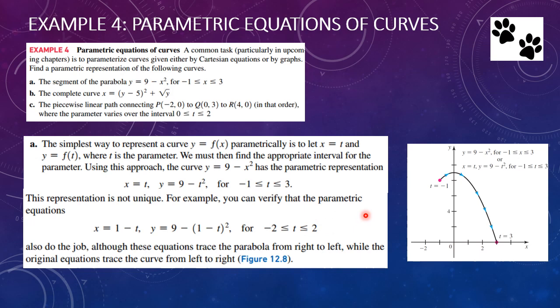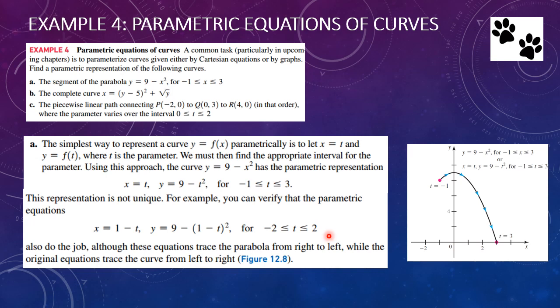This representation is not unique. For example, you can verify that the parametric equation x equals 1 minus t would give us y equal to 9 minus (1 minus t) squared. But then notice if we do this, our interval is going to shift. As x equals -1, then t would equal 2, and as x equals 3, then t would equal -2.